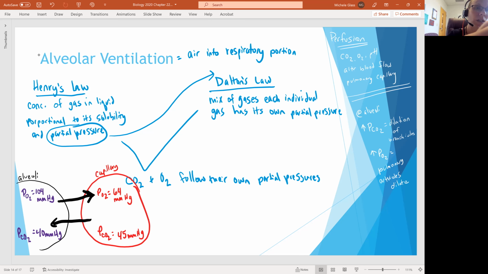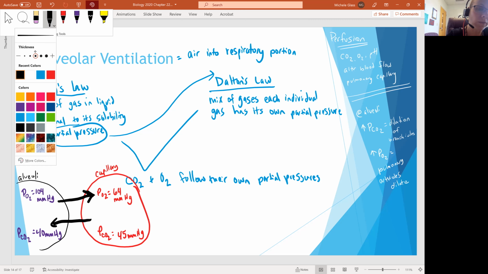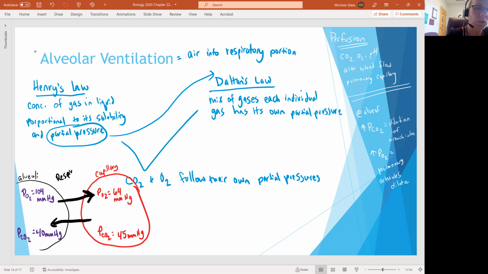Remember this location here where this gas exchange is occurring? We talked about it before as the respiratory membrane. So in addition to the cell of the alveoli and the cell of the capillary, we had a basement membrane just connecting the two.